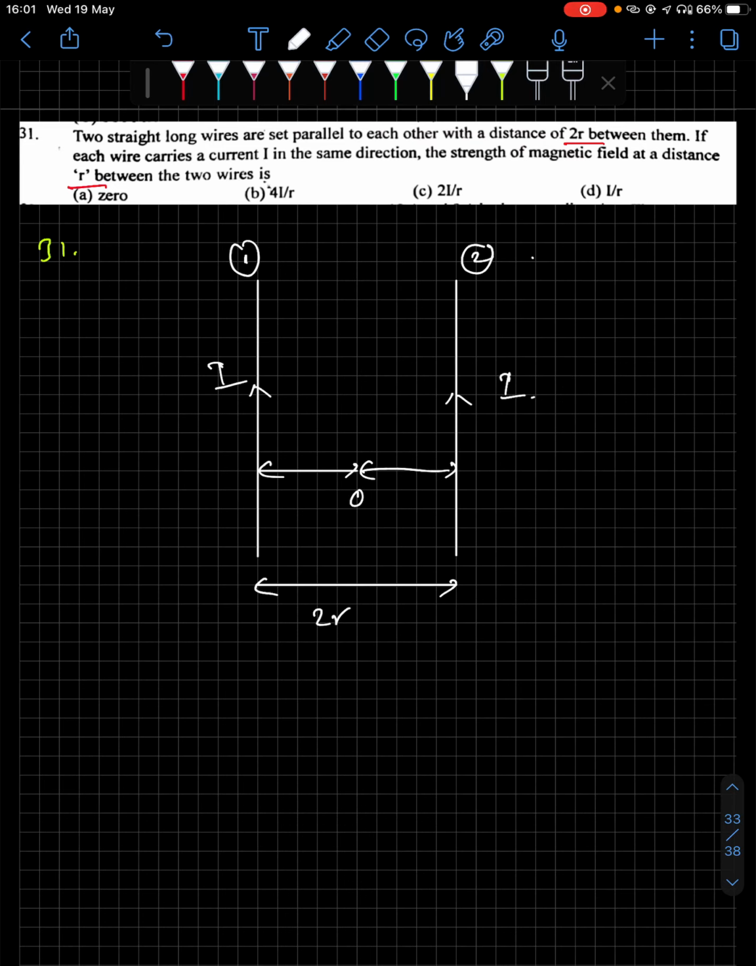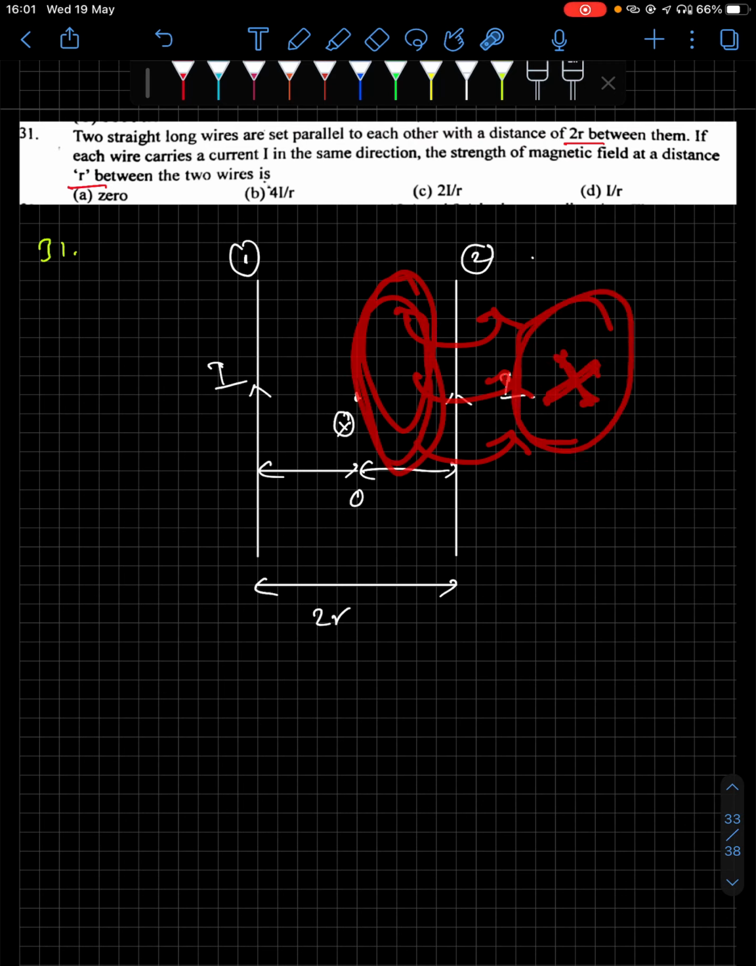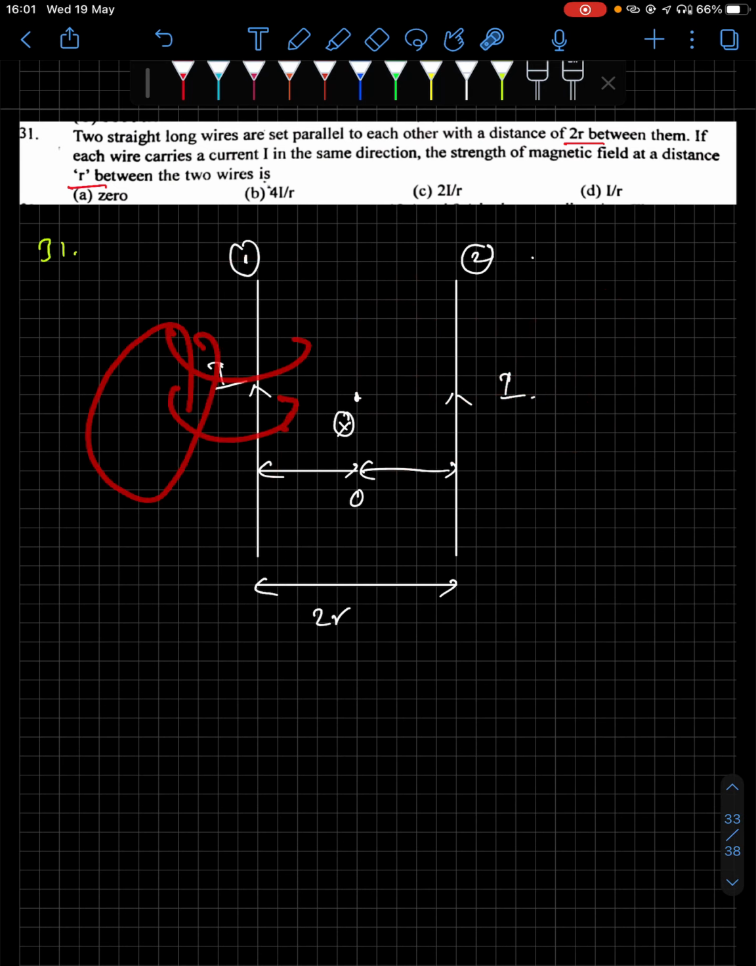Let's say this point is O. At this midpoint we have to find the field. B1 will be due to the first wire, and the field will be inside, right? Now on the second wire, if you put the thumb along the direction of the current, you'll see the magnetic fields again are in this direction. So in this space the field is coming outside the page, in this space the field is going inside the page. For the first wire also, in this space the field is coming outside the page, and in this space the field is going inside the page.